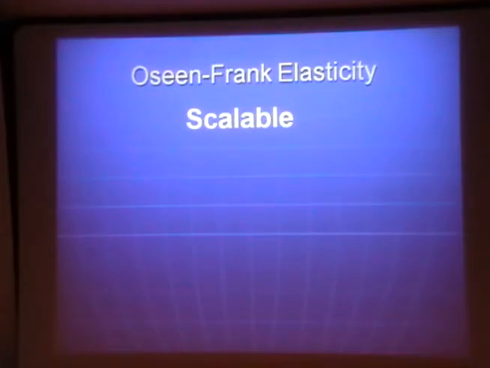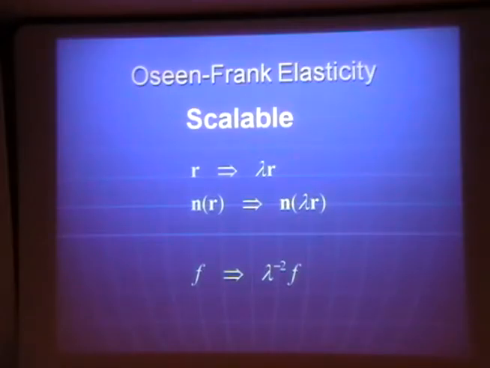Frank elasticity is the basis of description of pattern surface. And what do you think is the key characteristic of Frank elasticity? If I was asked, I would say it's scalable, meaning that the theory itself doesn't have any characteristic length scale. The real meaning is that R is the position vector.